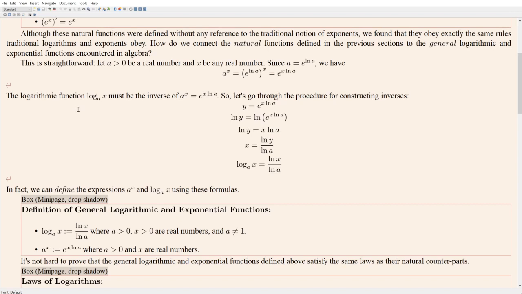We can do the same sort of analysis with a general logarithmic function. This one, log base a of x, has to be the inverse of the function a to the x. So let's just go through the procedure for constructing inverses. a to the x is the same as e to the x log a, as we've just discussed. So we want to find an inverse to this function, e to the x log a.